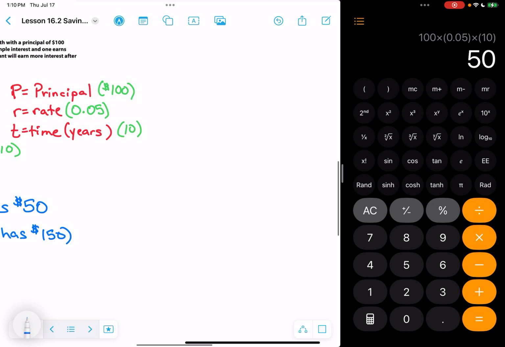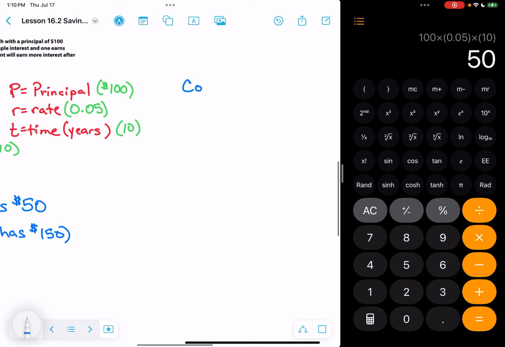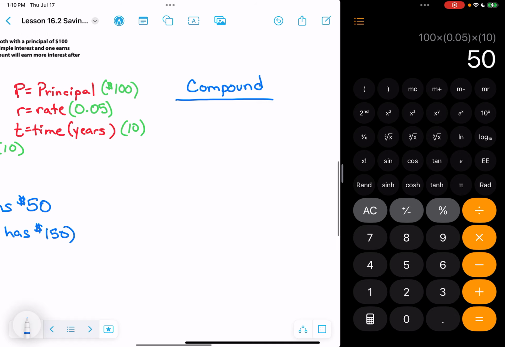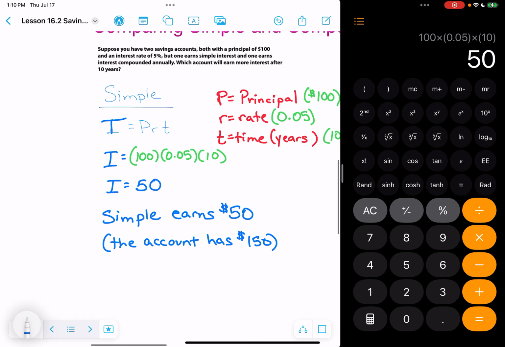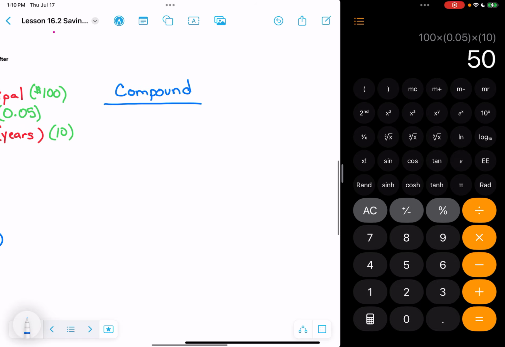So now let's talk about compound interest. And the formula for compound interest is slightly more complicated. First of all, simple interest, the formula just gives us the interest only. Compound interest gives us the total amount in the account. A is the total amount.